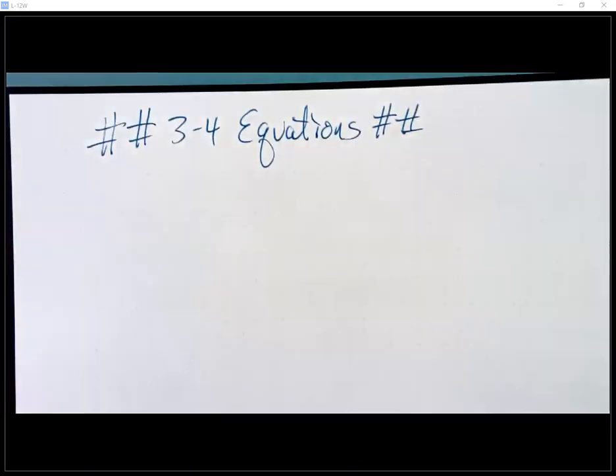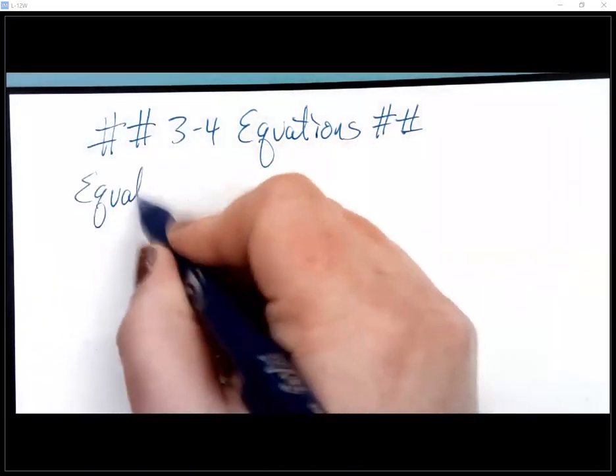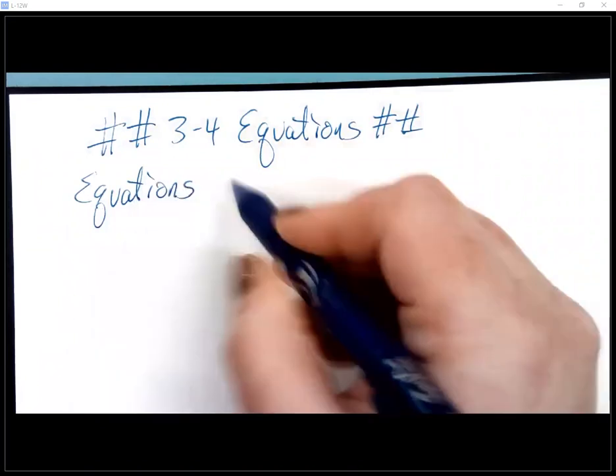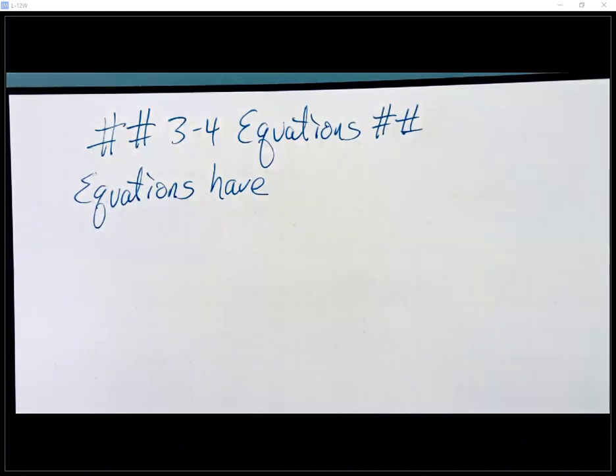All right, so equations, I know you already know what they are because we defined them way back, like the first week of class, I think. We were talking about the difference between an equation and an expression. You guys remember that? What do all equations have? The equal sign. Yep.